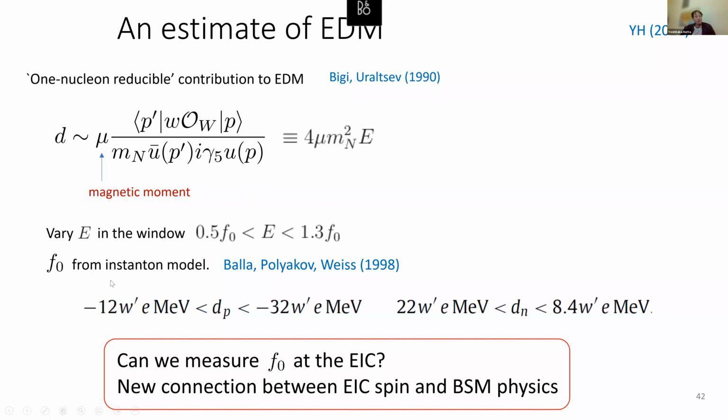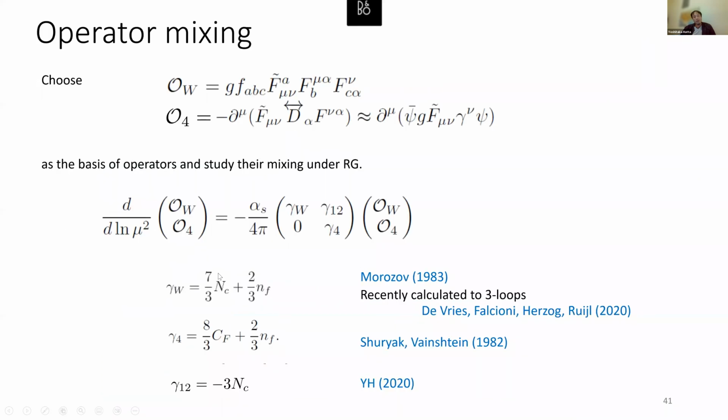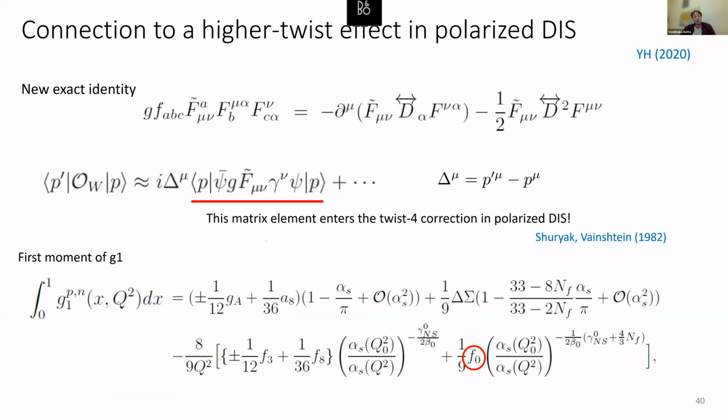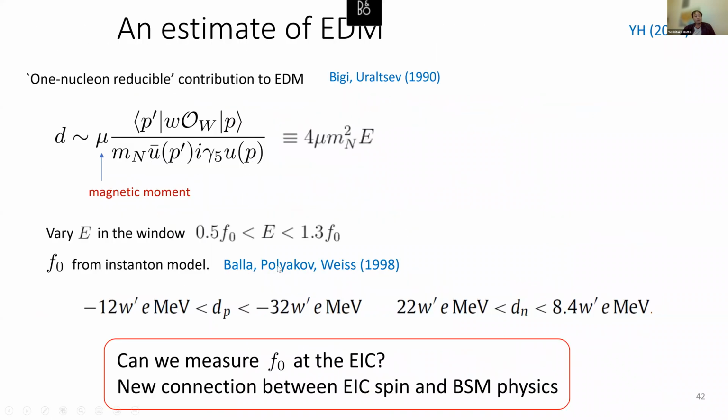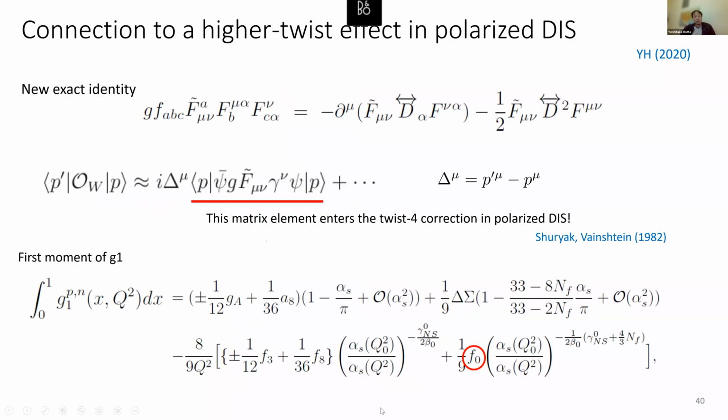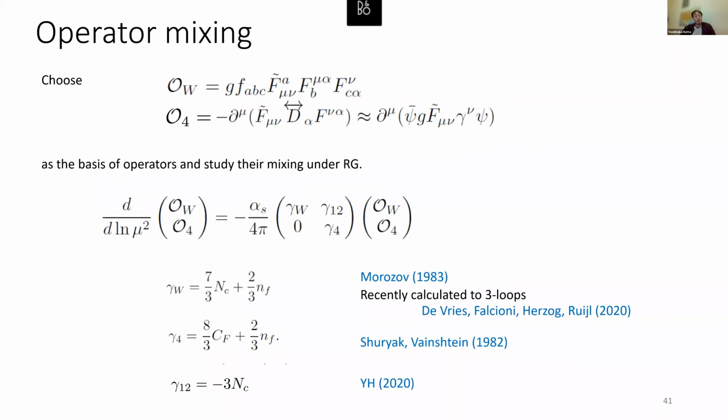And I took F0 from this instanton model. Ideally, I want to use the experimental value, but right now we don't know the experimental value. So I basically took the model calculation from instanton, and I made this estimate, which is consistent with the other estimates. So this is a new connection between EIC spin and the physics beyond the standard model. And I think it's quite a challenge to measure this F0 parameter because it's a higher twist effect, but given the EIC's large lever arm in Q squared, it might be possible.